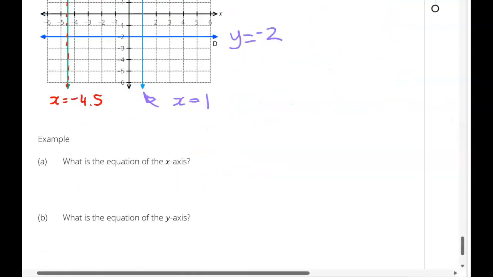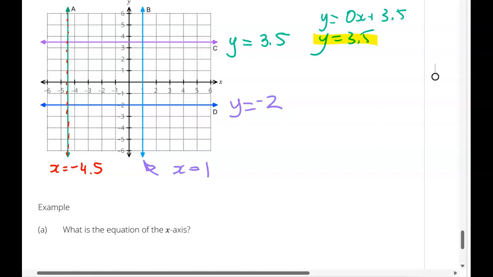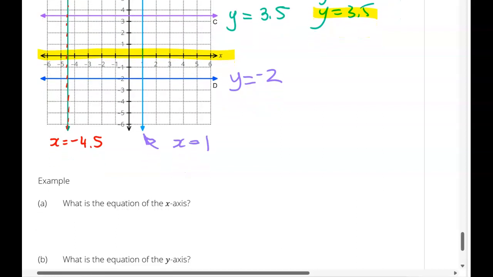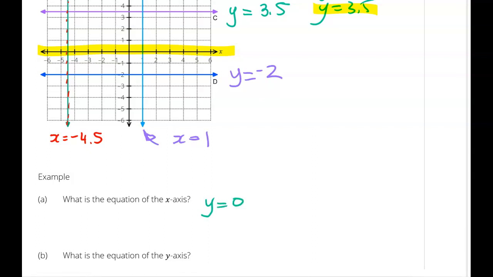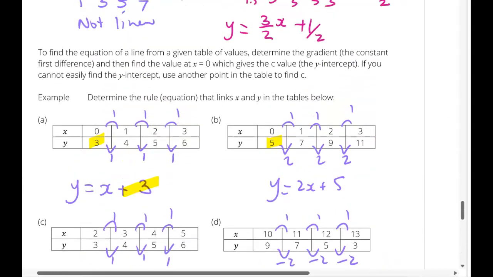All right, what about the x-axis? What's the equation of the x-axis? That one. X-axis is? 0, yeah. Well, a bit more information. Y is always 0. And the y-axis? X is always 0. All right. So there's some questions to practice, but we'll leave that for now.